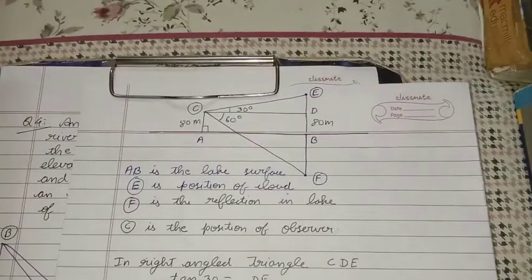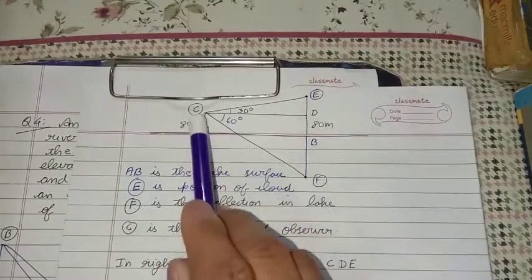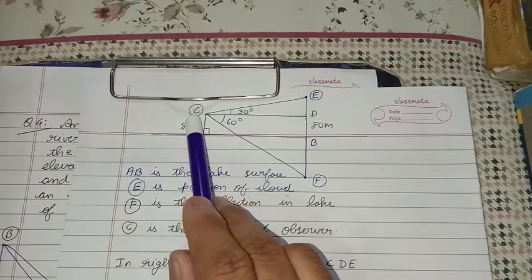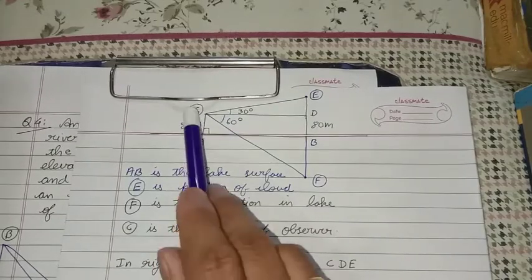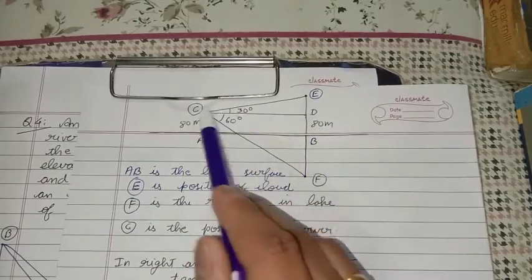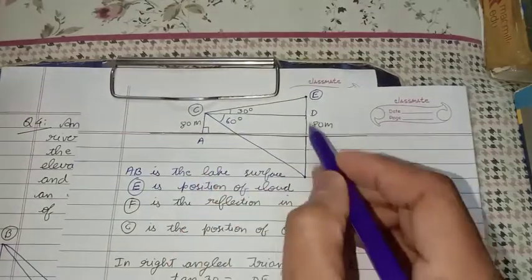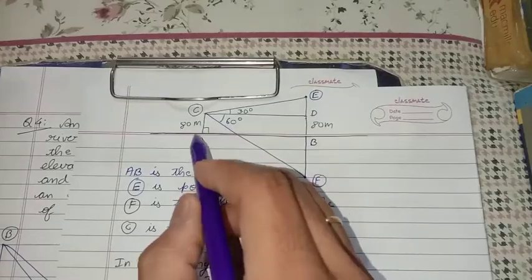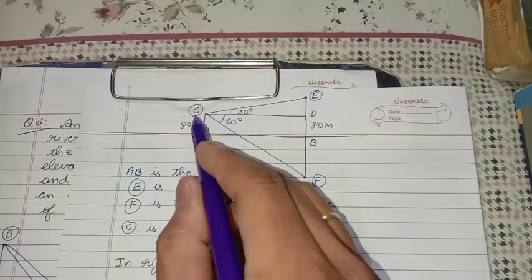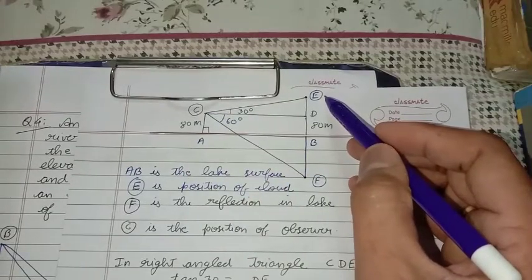Let's friends concentrate over the diagram which I have drawn. See, this AB is the baseline, and what he has given is C is where the observer is. He is 80 meters above the ground, so this is 80 meters and this side also 80. It's actually a rectangle like this, 80 meters above. Here at point C is the observer, and E is the position of the cloud.